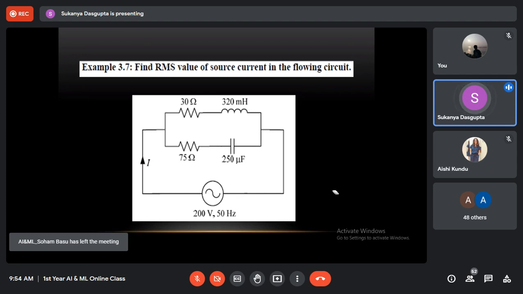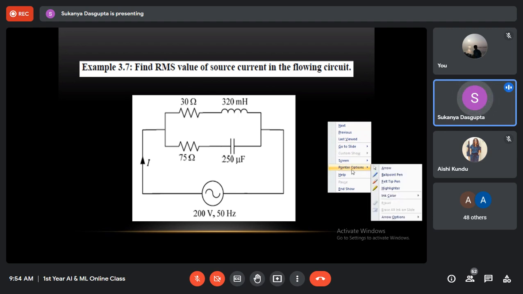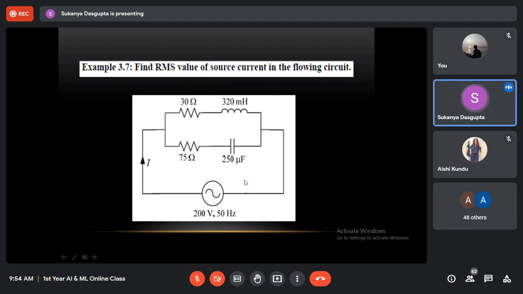Now consider this circuit. You have to find the RMS value of the source current, that is this current capital I marked in this figure, when two parallel branches are connected across an AC supply of 200 volt, 50 hertz. The first branch contains one inductor of 320 millihenry in series with 30 ohm resistance, and the second branch contains 250 microfarad capacitance in series with 75 ohm.